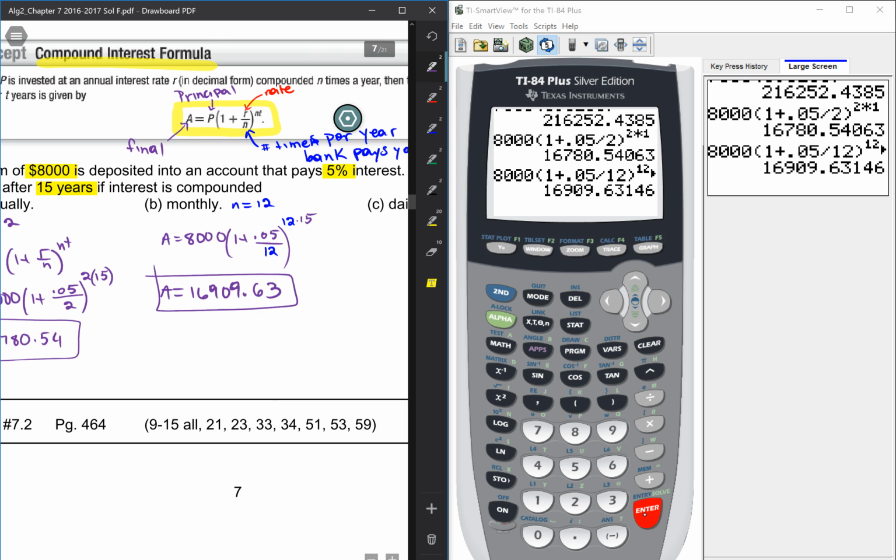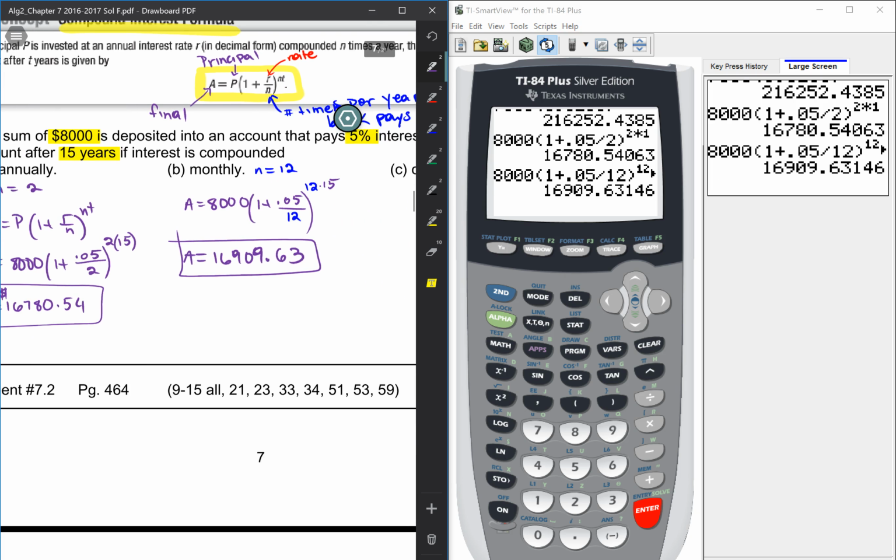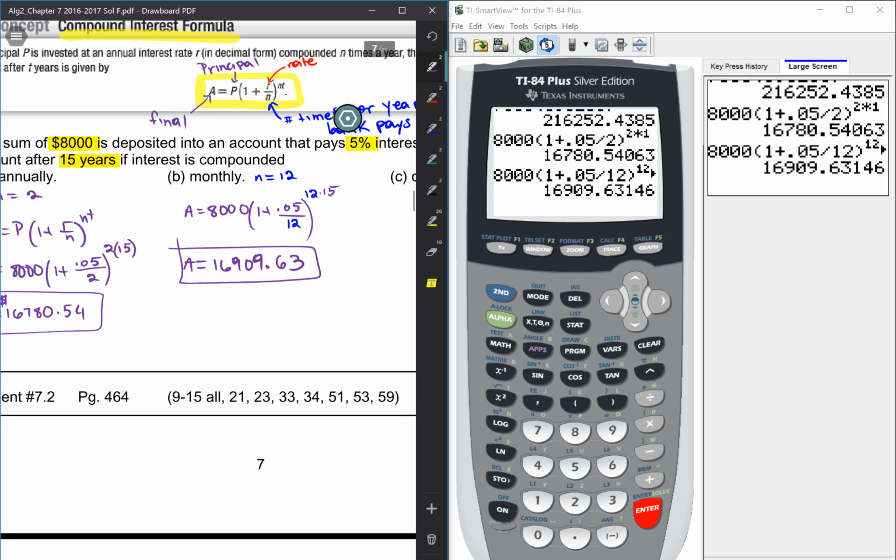Now we get $16,909.63. First the bank was paying you twice a year. Now they pay you 12 times a year. So look at how much more money we got, guys. It was $16,780. Now we have $909 more over the 15 years, so that's like $100 and some over the 15 years.